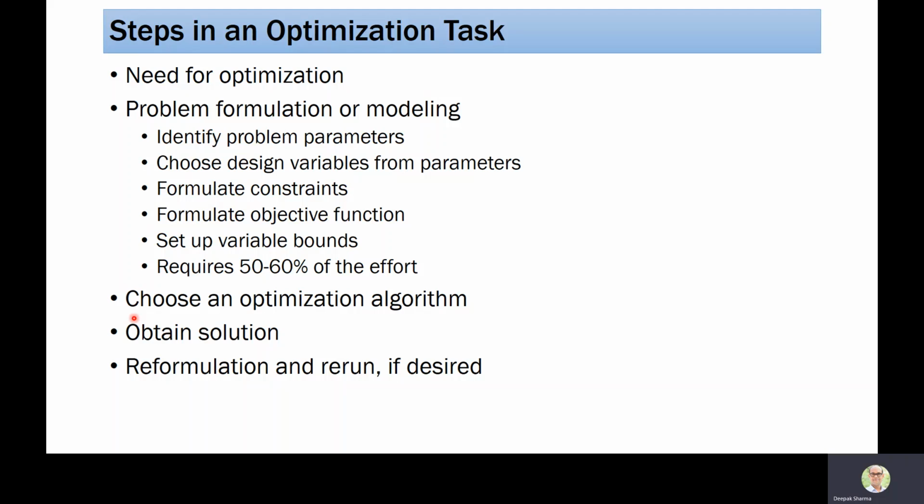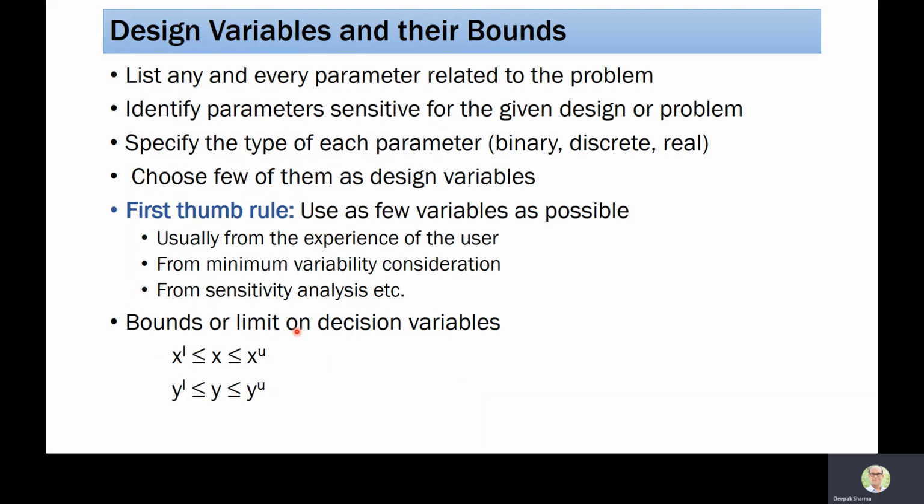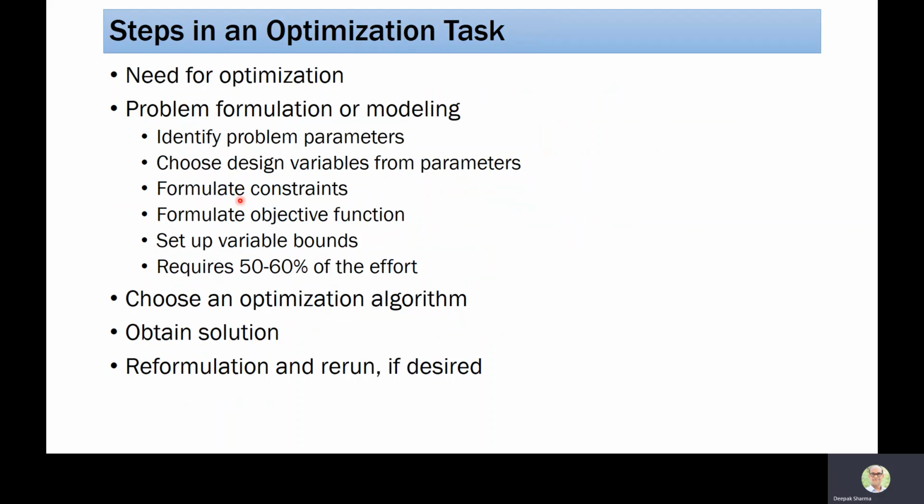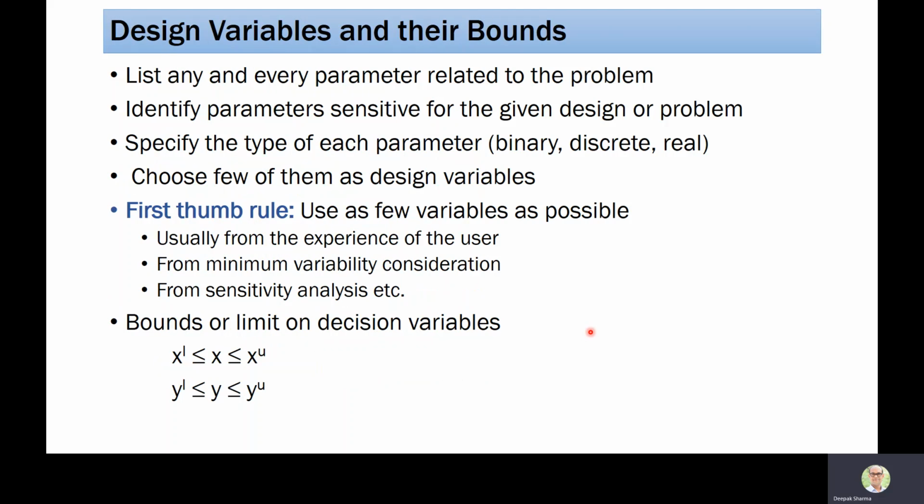Then we have to choose an optimization algorithm, and then we get a solution. Suppose the solution which you get is not the desirable one. You feel that it is not good. Then we have to again look into the formulation, where we can change it. Once you get a desired solution, you can stop your simulations and you have the optimum solution for the given problem.